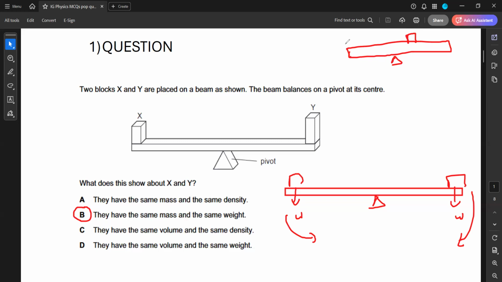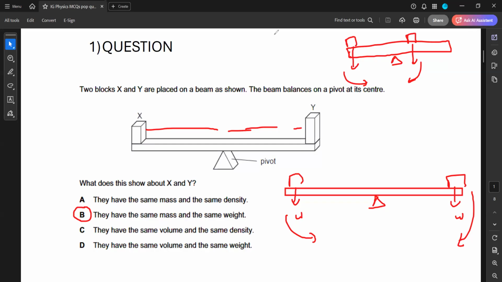One object is closer to the pivot, another one is further from the pivot. In that case, the object which is closer to the pivot is the heavy object, and the object which is further from the pivot is the lighter object. So in this case, because the two are placed at the same distance from the pivot, X and Y have the same mass and same weight.